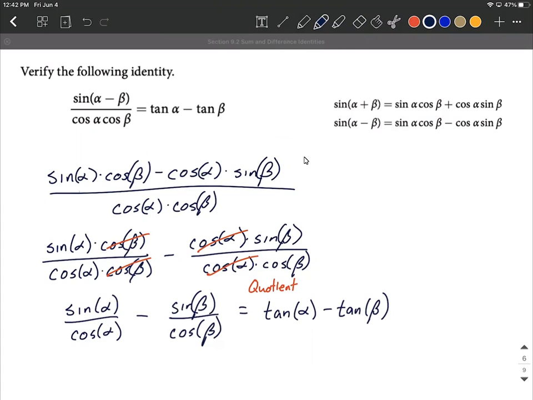So I hope this helps out. Use your formulas. The more difficult side you want to start with tends to be whenever you have a sum or difference on the inside of one of these trig functions. So start with that and then use your algebra to simplify down. Takes practice, but you'll get there. Keep going.